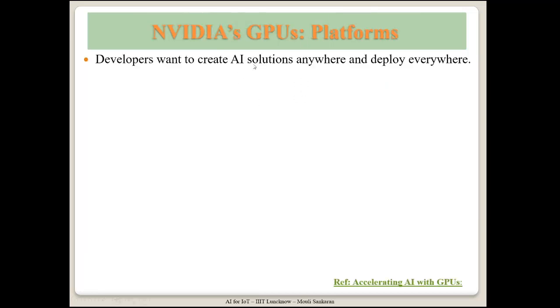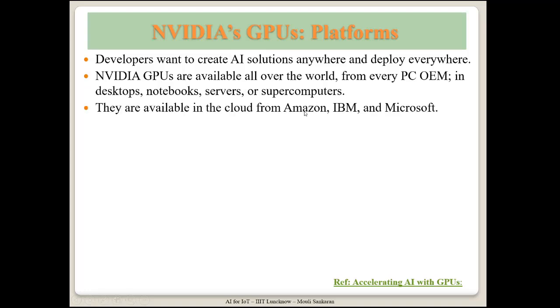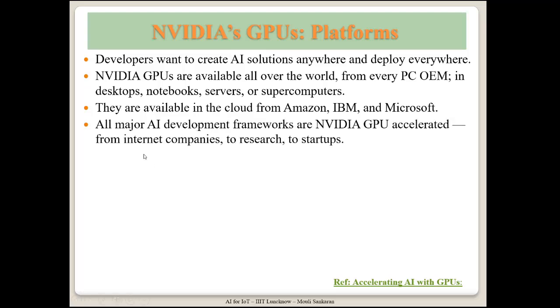Now what is happening is developers want to create AI solutions anywhere and deploy anywhere. That is why we are all learning AI on IoT. So NVIDIA GPUs are available on all platforms: desktops, notebooks, servers, supercomputers, and even IoT devices. They are running on the cloud. NVIDIA's architecture is running on Amazon, IBM, Microsoft. All these AI cloud platforms run on GPUs, but different versions of NVIDIA's GPUs.